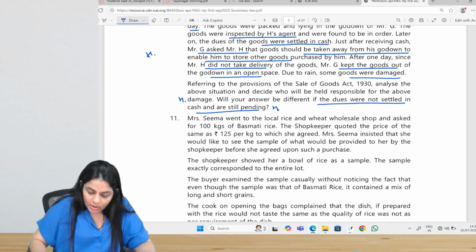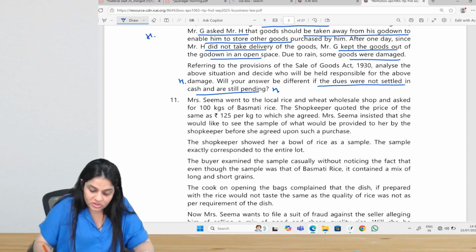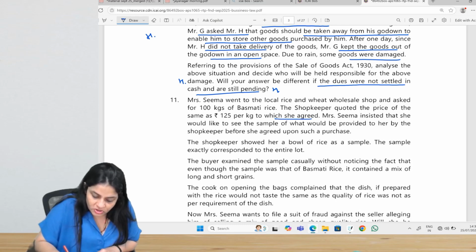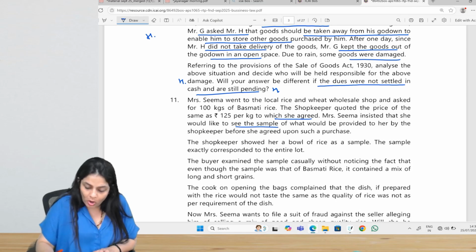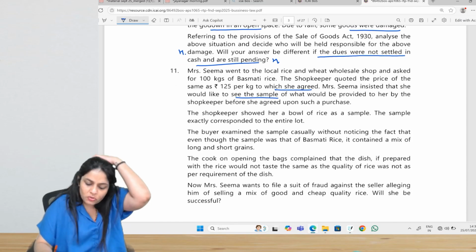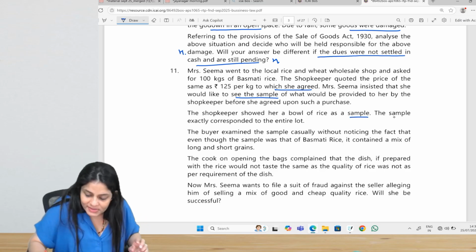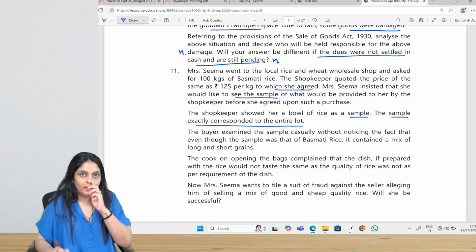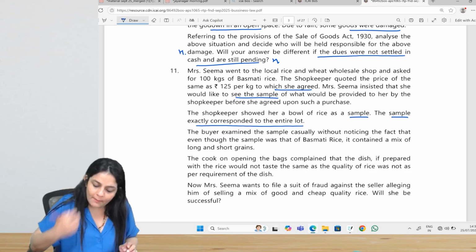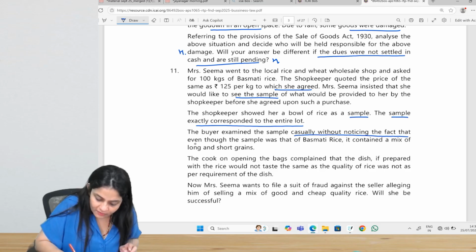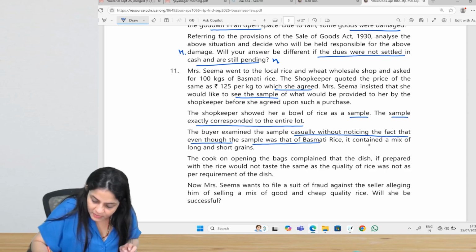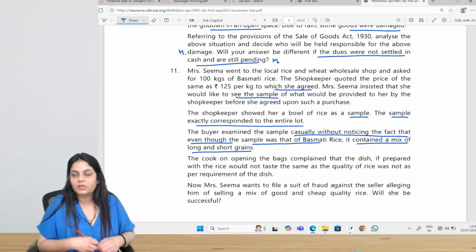Mrs. Seema went to the local rice and wheat wholesale shop and asked for 100 kgs of basmati rice. The shopkeeper quoted the price of rice as 125 per kg, to which she agreed. Mrs. Seema insisted that she would like to see the sample of what would be provided to her by the shopkeeper before she agreed upon the purchase. The shopkeeper showed her a bowl of rice as sample. The sample exactly corresponded to the entire lot. The buyer examined the sample casually without noticing the fact that even though the sample was of basmati rice, it contained a mix of long and short grains.